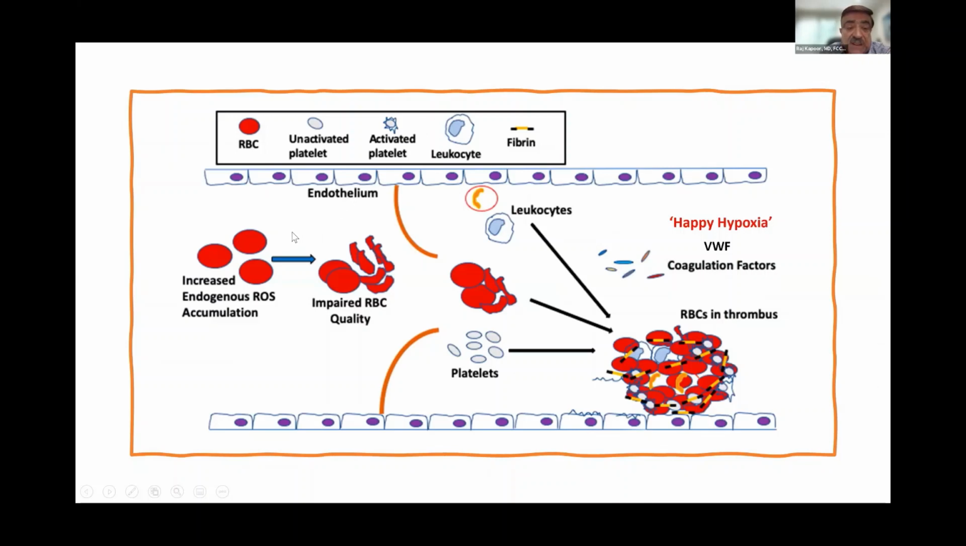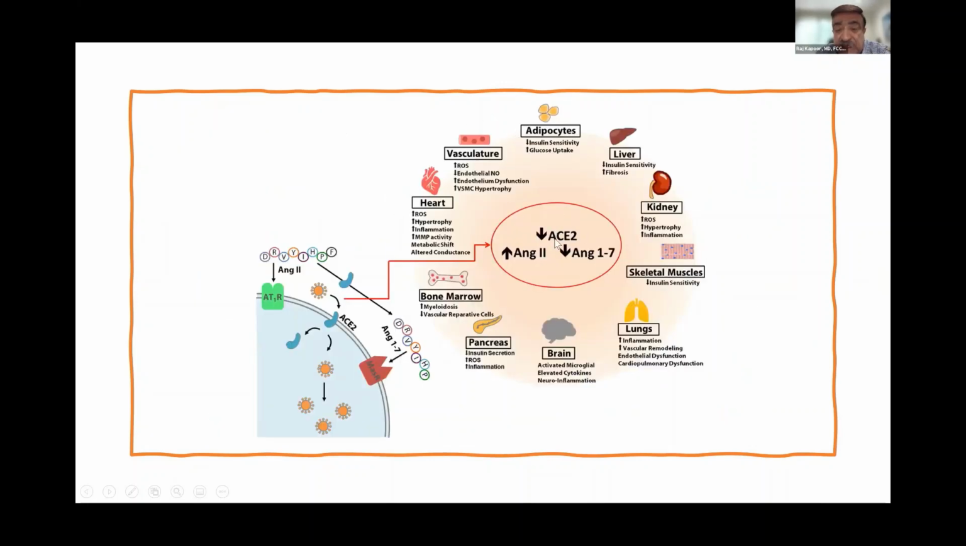Once there is increased reactive oxygen species accumulation, it will cause impaired RBC quality, and this will lead to platelet aggregation and thrombus formation. This thrombus formation is because of the coagulation factor, especially the von Willebrand factor, which is released from the endothelial cells. So when ACE2 is decreased, angiotensin II is increased, and angiotensin 1-7 is decreased, it can cause so many problems in all the organs.